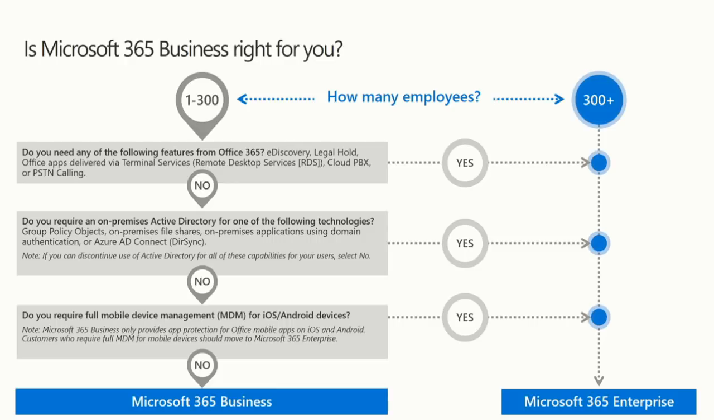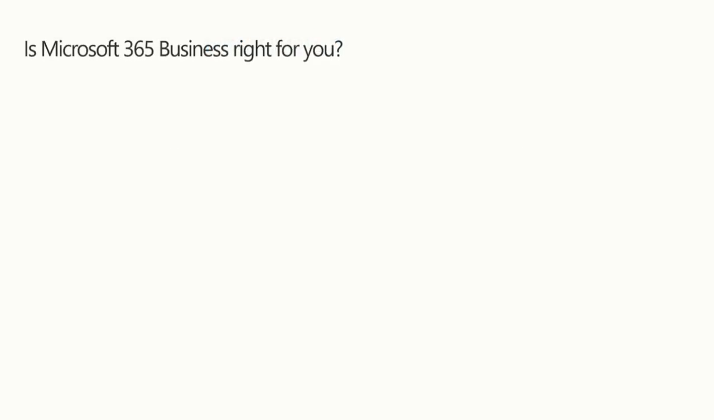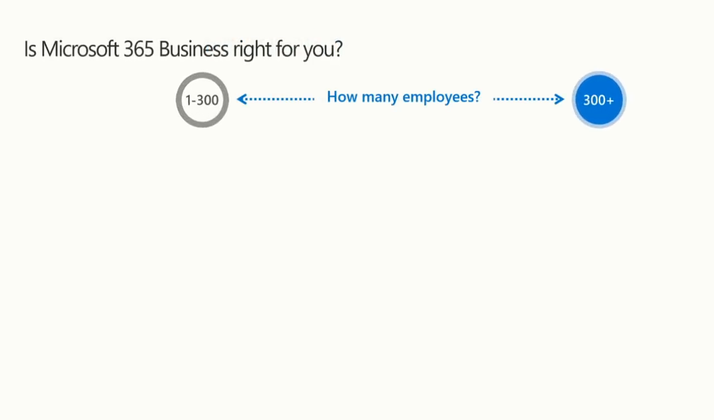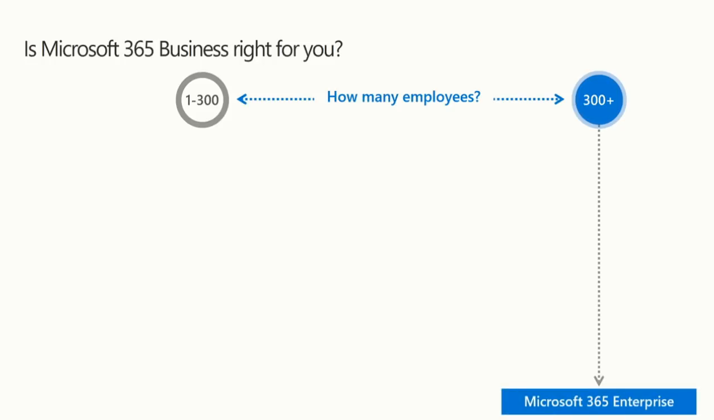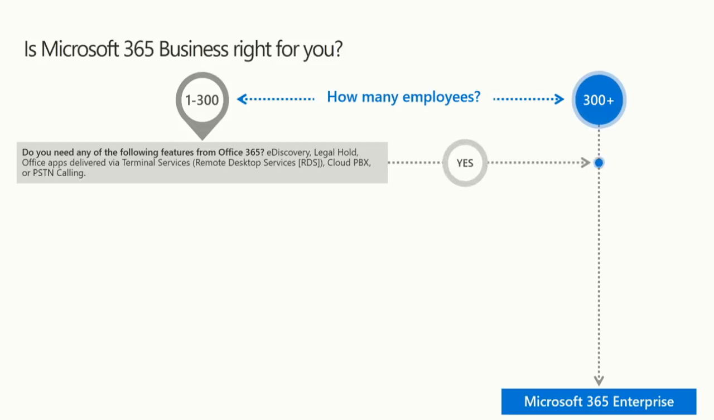So we have a very simple decision tree to help you with that. And actually, here, if I swap here, let me build this out. First, you have to figure out how many employees you have. If you have more than 300, we're going to immediately point you to Microsoft 365 Enterprise. Then, if you need legal hold, e-discovery, access to Office apps via terminal services, or cloud voice, you're probably going to want Microsoft 365 Enterprise.